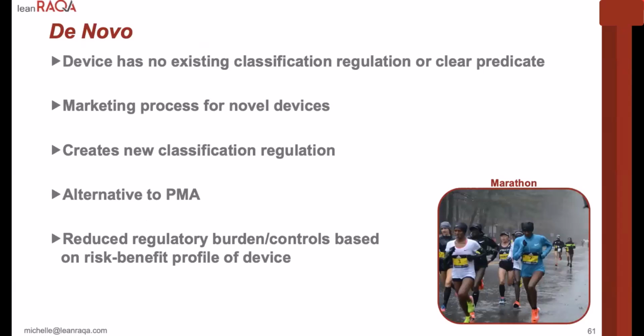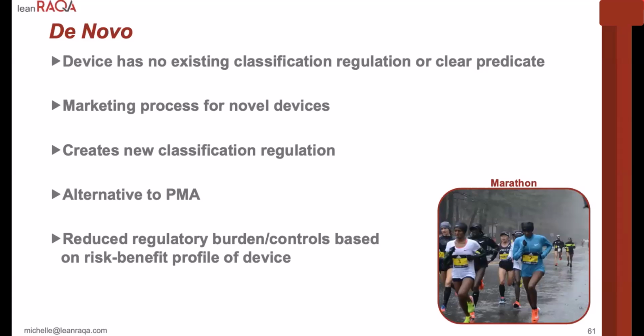So de novo is the next type of submission. This device has no existing classification, regulation, or clear predicate. So that means that in that product code classification database, you really can't find either an appropriate product code or a predicate within an appropriate product code that strongly would serve as substantial equivalence for your device.